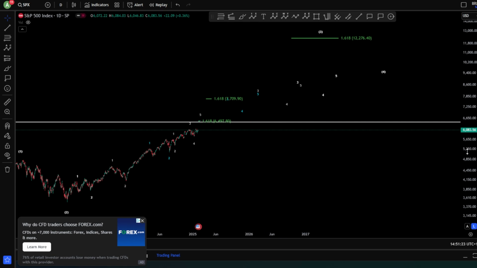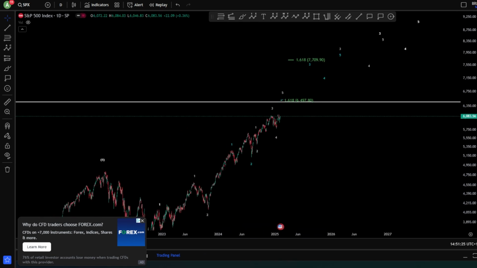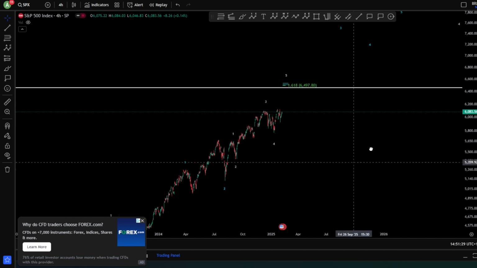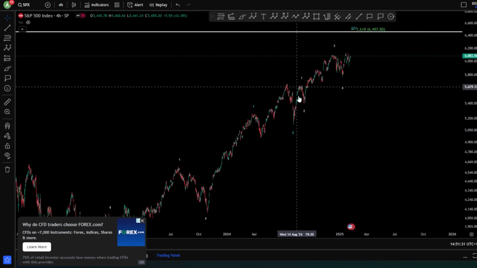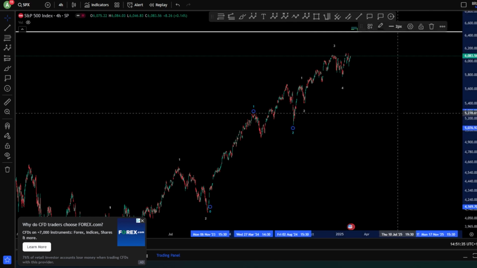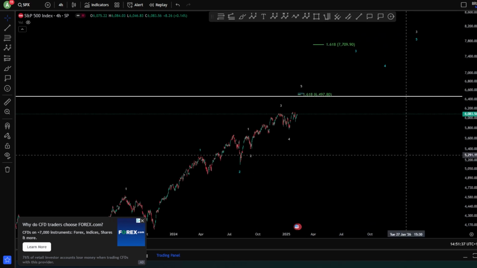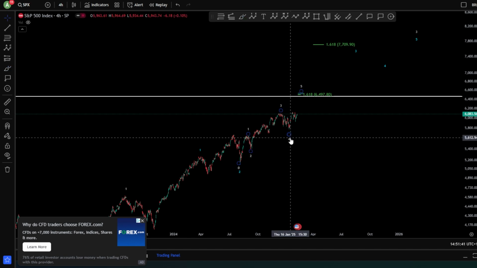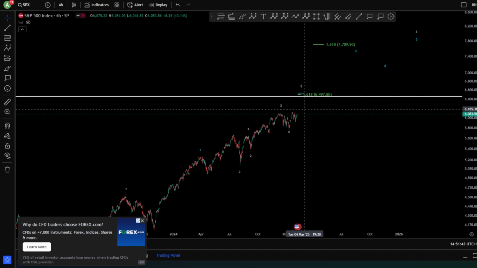Here we go. So on the 4-hour chart, let's move even then to the 4-hour chart, to dive deeper. On the 4-hour chart, the count is still like yesterday. The only change is that we put the wave 2 as an expanding running flat. And then we have, of course, 1, 2, 3, 4, and a 5. Perfect wave 4 and a 5.